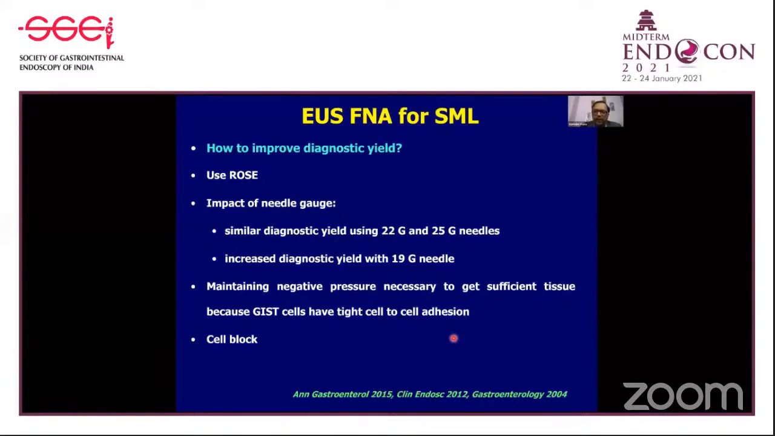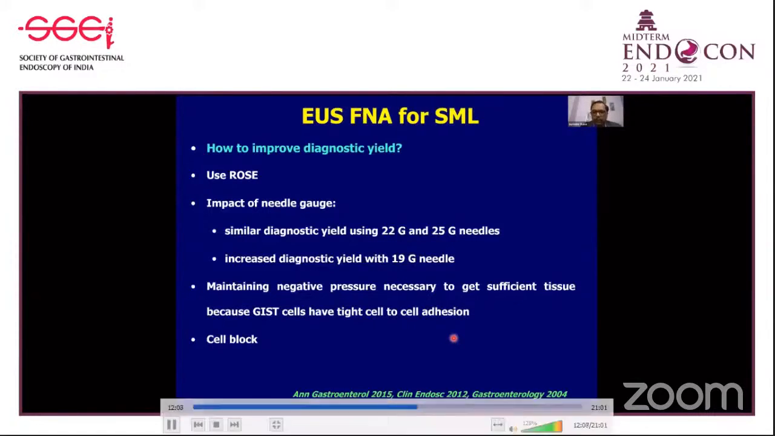And then whenever you are sampling a patient suspected of GIST, it is important to use a negative suction pressure to get sufficient tissue, because studies have shown that GIST cells tend to have tight cell-to-cell adhesions. So with suction, you tend to have a better yield. And then obviously you have to prepare a cell block to do immunocytochemistry.